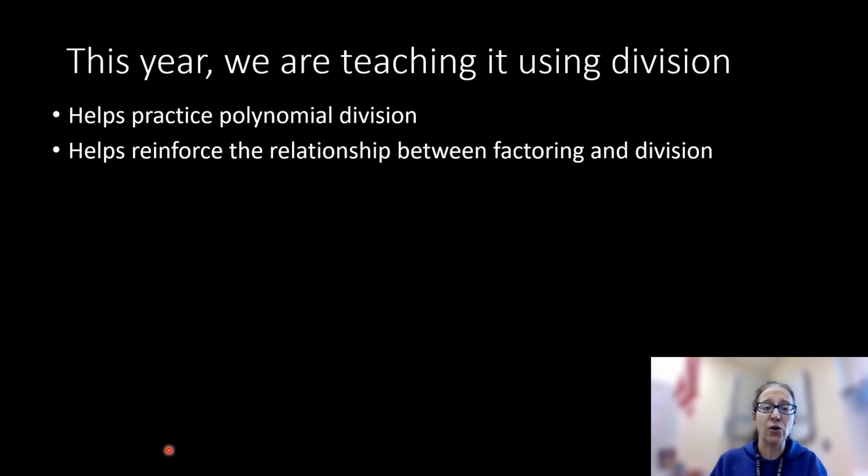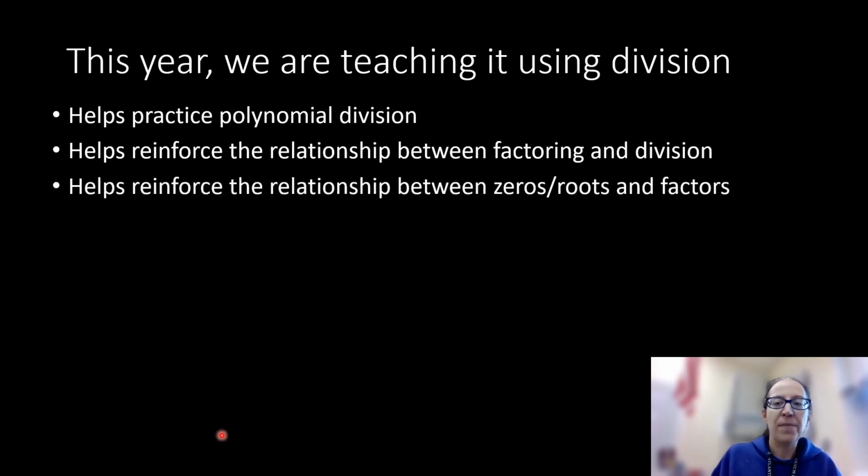So if I were to ask you, what is the opposite of multiplication? You could answer the opposite of multiplication is factoring. You could also say the opposite of multiplication is division, okay? Both of those would be acceptable answers. And factoring and division are very, very closely related to each other. They're not exactly the same thing, but since they're both opposites of multiplication, you can tell they're close. And it helps reinforce the relationships between zeros and factors, or roots and factors.